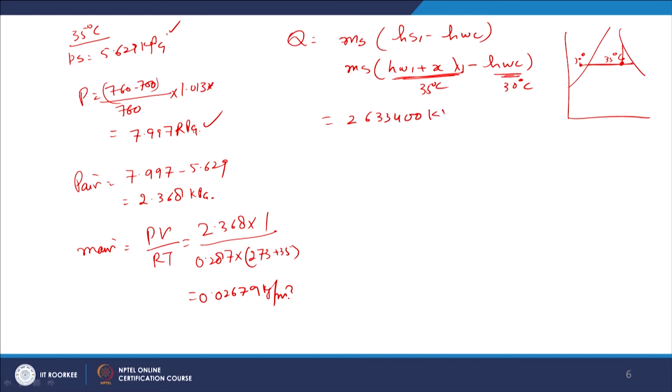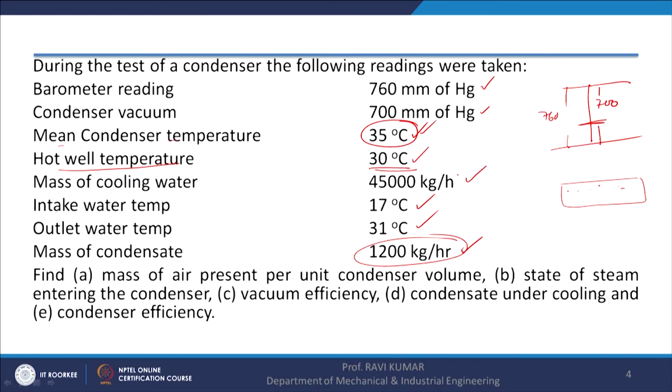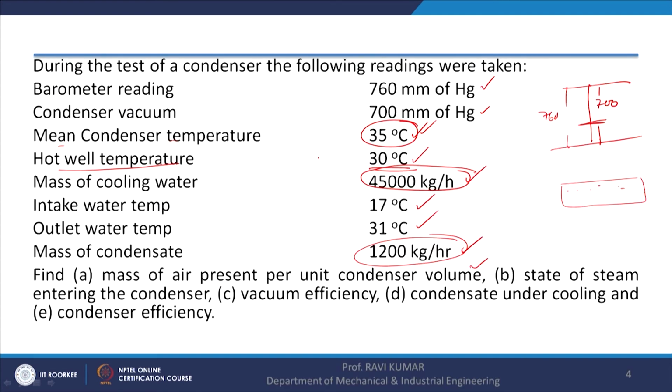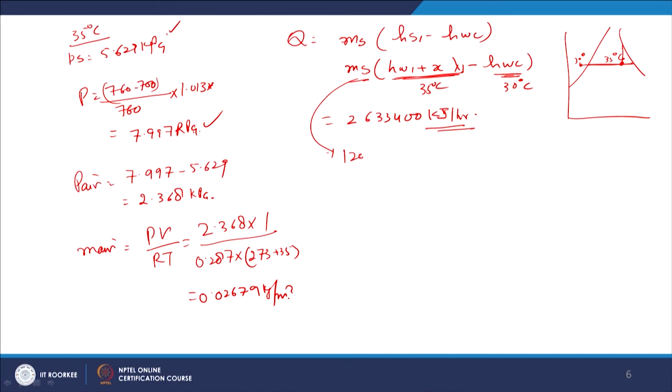2633400 kilowatts, because mass flow rate is how much, 45,000 kg per hour. So it is going to be kilojoules per hour, because it is kg per hour. So this is the mass of the condensate. This is not 45,000. 45,000 is the mass of the cooling water. Mass of the condensate is 1200. So this is 1200 kg per hour. Because the mass of the steam, that is the mass of the condensate, we have taken 1200 kg per hour. That is how we are getting this value.